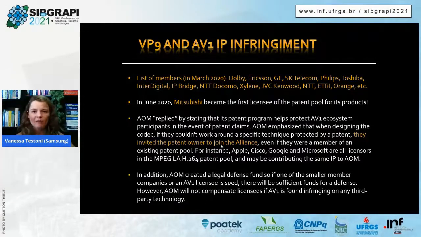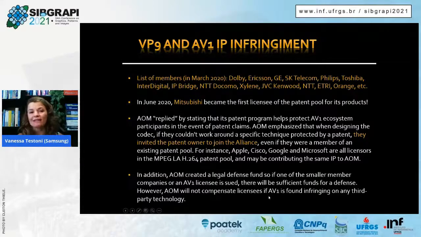So several companies, they are in Mpeg and they're also in the alliance. So Samsung, Cisco, Google, Microsoft, several of them are in both patent pools. So they will not fight over these patents. But some other companies, such as those ones that are here, they were not interested in joining the alliance. So we will see probably a lot of fighting over those patents.